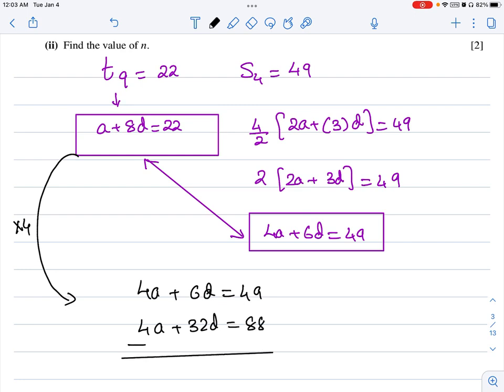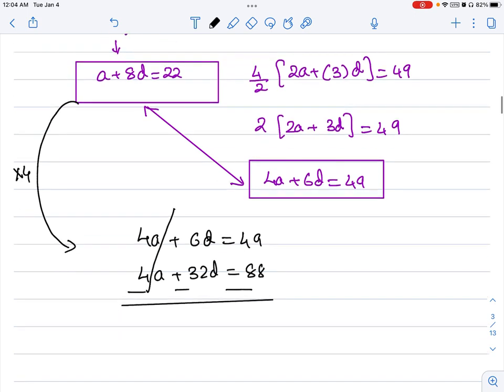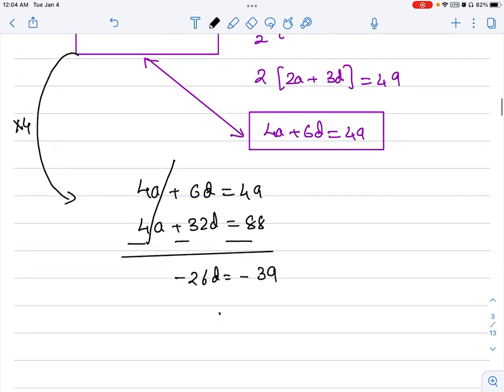Now I can subtract both. 4a cancels, minus 26d is equal to 49 minus 88, which is minus 39. So minus minus cancels, d is equal to 39 upon 26. 13 is a common factor, 13 threes and 13 twos, so 1.5. So d is equal to 3 upon 2, which is 1.5.